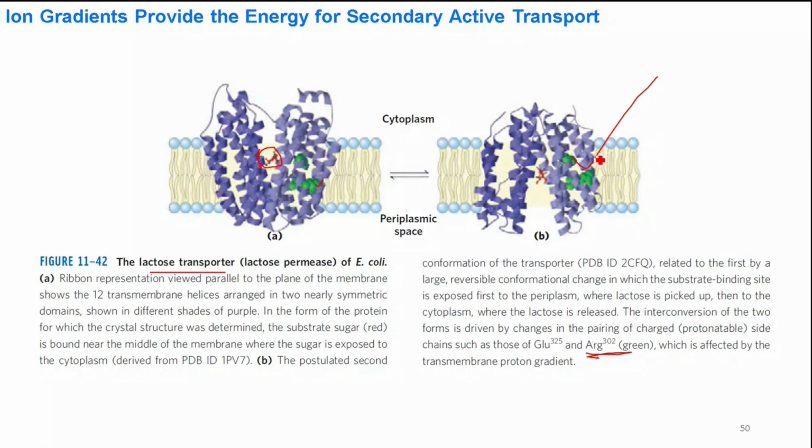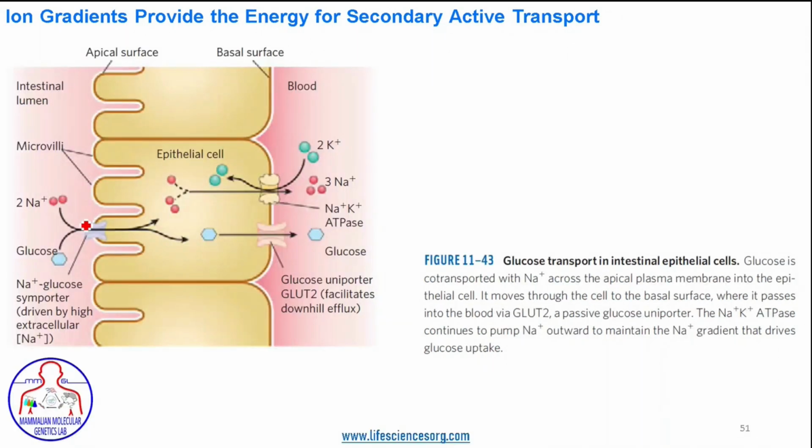Because of the change in the charge of this arginine, some of the amino acids present here, like glutamic acid, are repelled, and the channel is opened, and the lactose is transported inside because of the interaction between the glutamic acid and the arginine. Glutamic acid definitely is the acidic amino acid, and arginine is basic, feeling repulsion from the glutamic acid, and the channel is opened for the entry of the lactose that was initially present outside. So this is a very useful example.